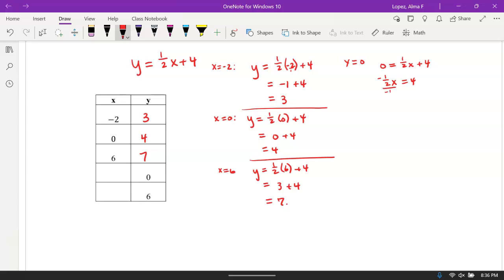I'm going to divide both sides by a negative 1/2 because we know how to divide by fractions. Here the negative 1/2 will cancel. 4 divided by 1/2 is actually 4 times the reciprocal, which is negative 2 over 1. So my x value will be negative 8.